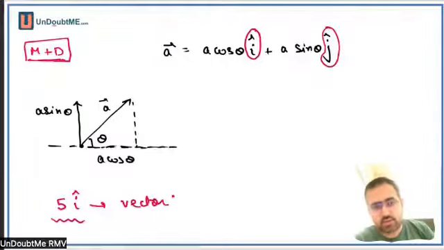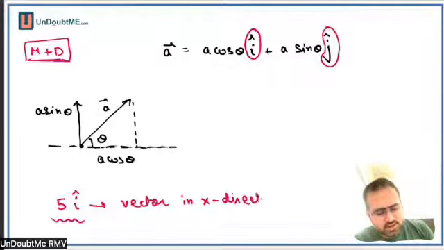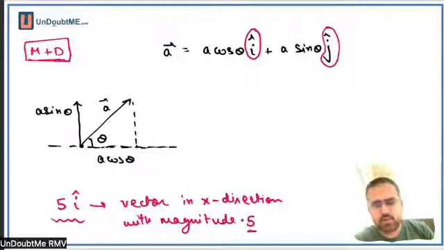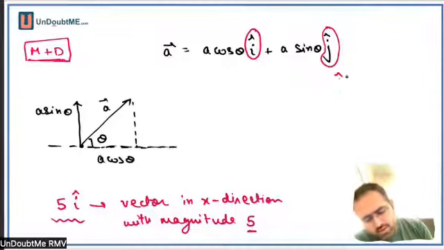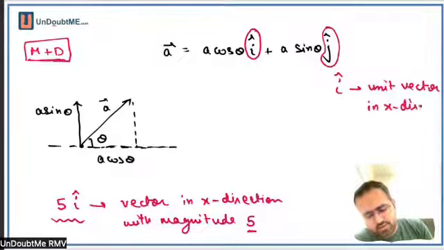You can write this as well: a vector in the x direction. I have specified the direction also with the magnitude 5. This 5 can be anything because I'm not writing the unit, 5 km/h or 5 m/s, whatever. Okay. So i cap, what is i cap? I cap is a unit vector in the x direction.